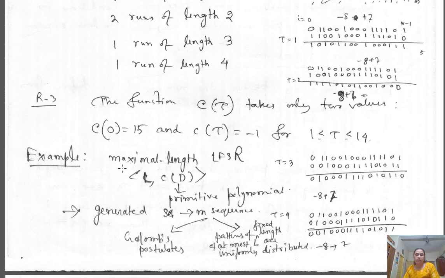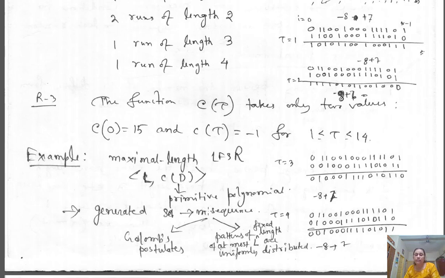Earlier we mentioned that a maximal length LFSR means C(D) is irreducible, and not only irreducible: you get maximal length only when C(D) is a primitive polynomial. The output sequence you get is a periodic sequence called an M sequence, and the period is 2 to the power L minus 1, covering every L-tuple except the all-zero tuple. So the generated sequence is an M sequence, a periodic sequence with the maximal period 2 to the power L minus 1.